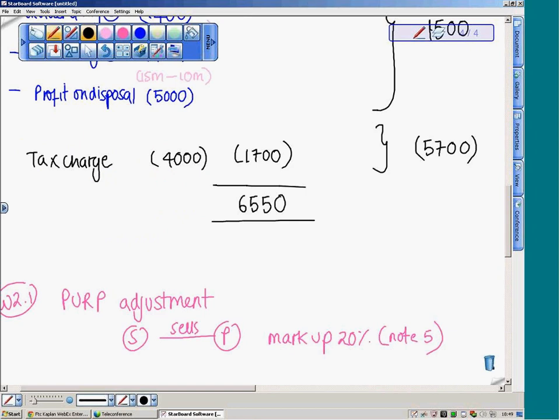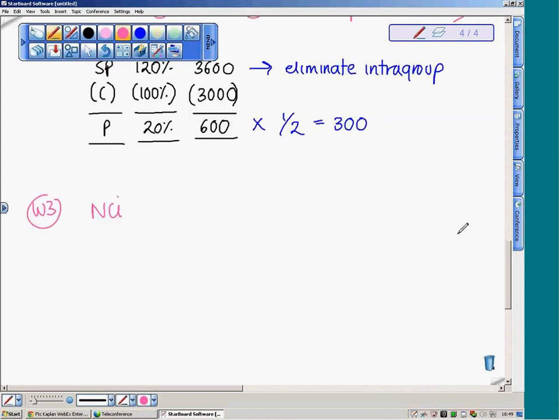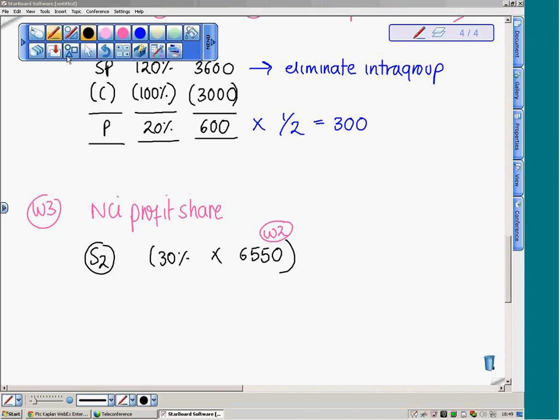Okay. Let's move on to think about the actual calculation for NCI profit. And one thing that you must remember is that this will be a combination of your subsidiary 2, and that's going to be the 30% NCI in Brandon multiplied by the 6,550 that we've calculated in working 2. So I'm going to reference that back. Okay, you multiply through, and that gives you 1965.